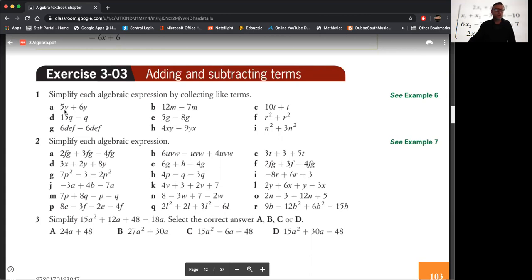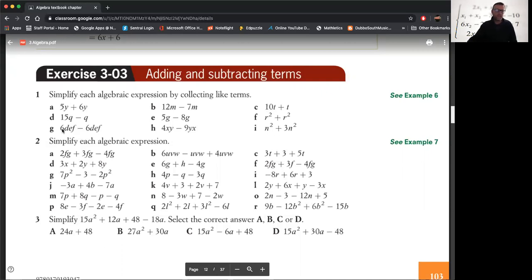Now, we don't know what y is, so we just say there's 5 y's plus 6 y's. So if I have 5 y's and 6 y's altogether, you can do it. Basically, you just add these numbers at the front here. So you go 5 plus 6.